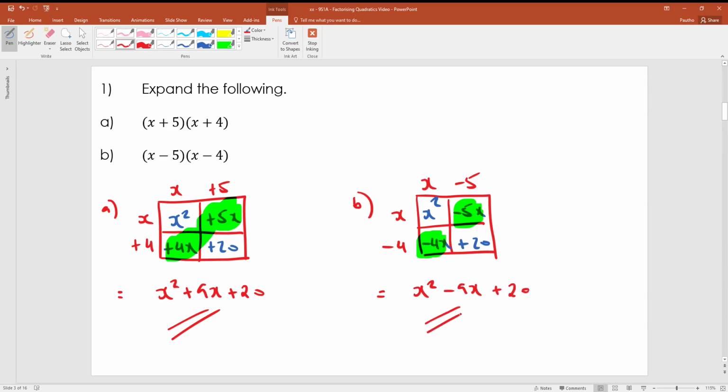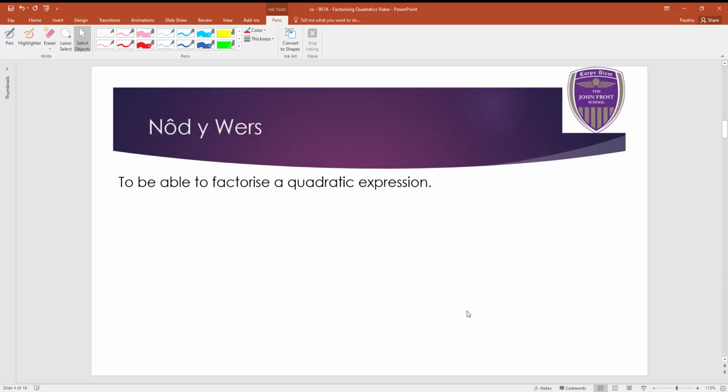And you might have started seeing patterns here. We're going to need them for this lesson, because today we're going to factorize a quadratic expression. So pause the video here and put the note down.